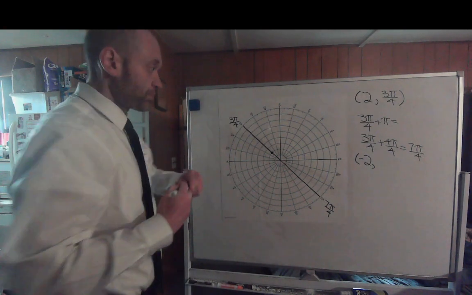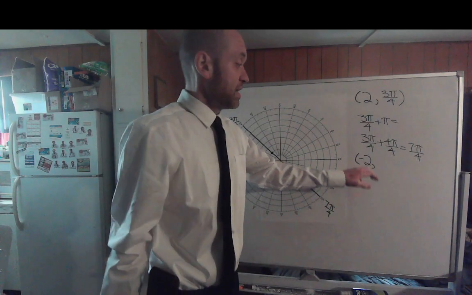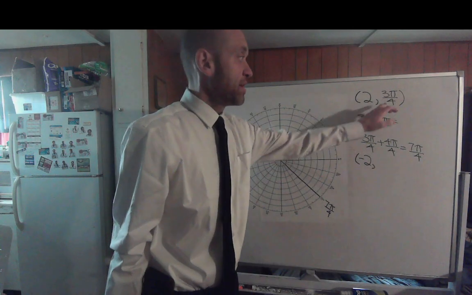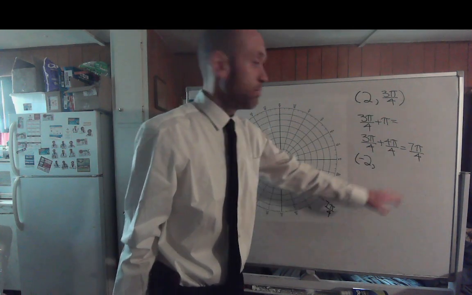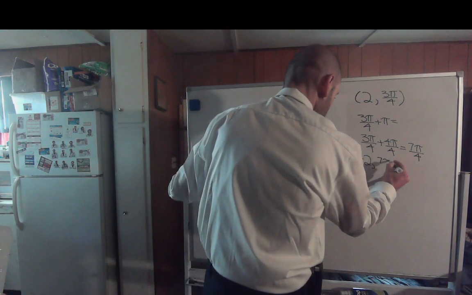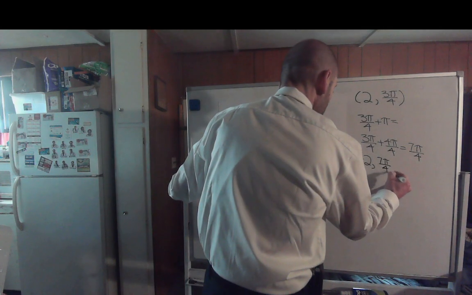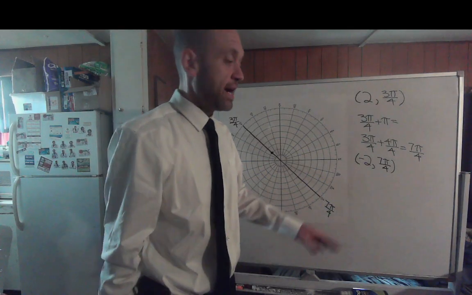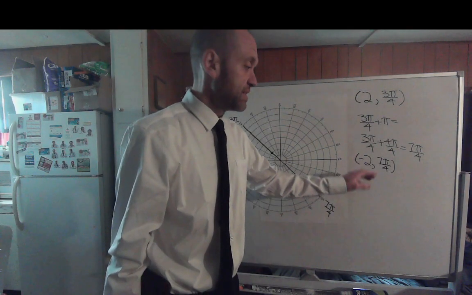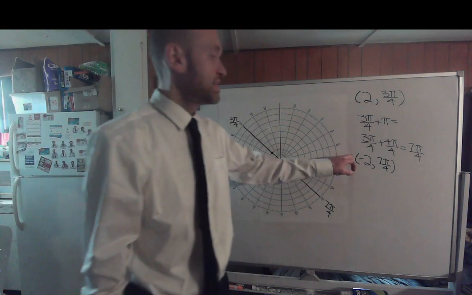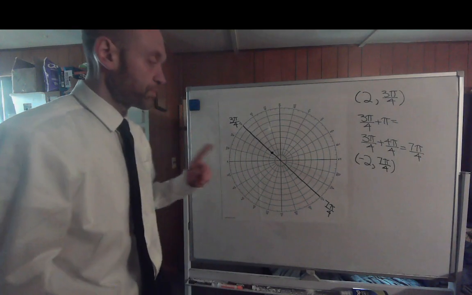Now, to work with this as a negative 2, I need to take my 3 pi over 4 and add pi. Well, we already did that. You get 7 pi over 4. So with a negative r but still a positive theta, adding pi, you would get this. It's the same thing as negative 2, 7 pi over 4. This is the exact same thing as this.